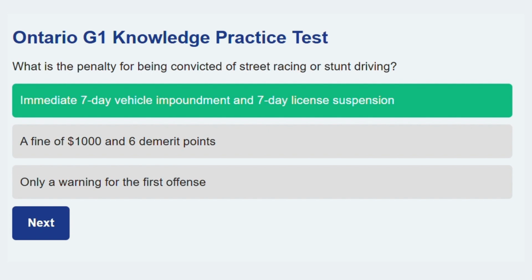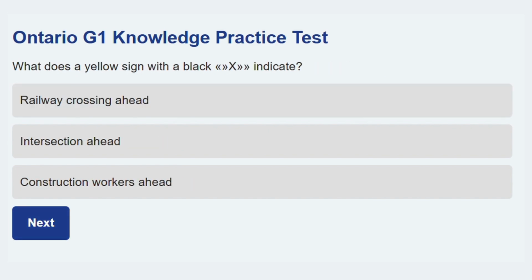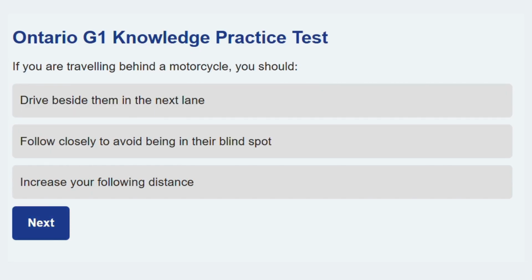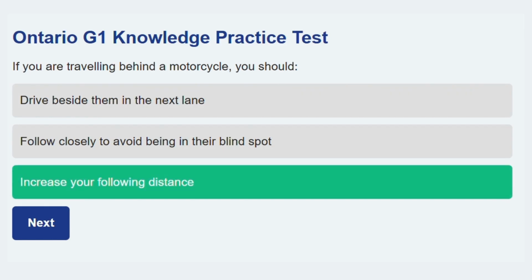Next up, what does a yellow sign with a black X indicate? Railway crossing ahead. This is the advanced warning sign for tracks. Let's continue. If you are traveling behind a motorcycle, you should increase your following distance. Motorcycles can stop more quickly than cars, and their smaller size makes it harder to judge their speed.